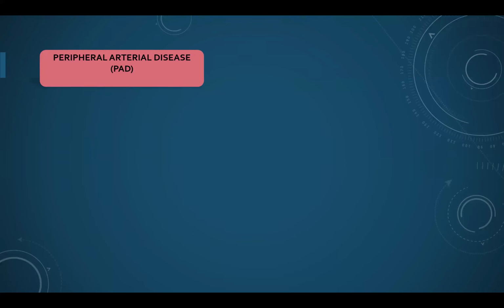Both of these classifications were ratified by the American Vascular and European Vascular Society. Does anyone know about the GLASS? No, sir. Global anatomic staging system.